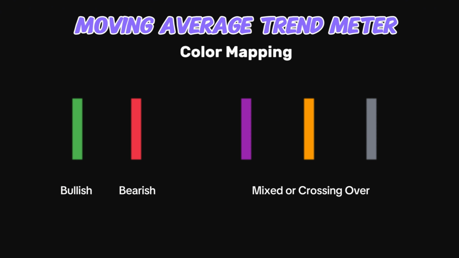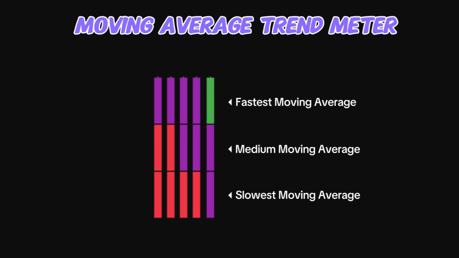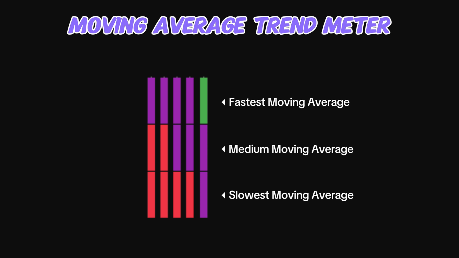Rather than overlaying these moving averages directly on the chart, which can cause clutter or visual overload, the trend meter summarizes their relationship into a color-coded signal. Each state of alignment or misalignment is translated into a specific color: green for bullish, red for bearish, and a blend, such as purple, orange, or gray, when the averages are mixed or crossing over each other. This not only simplifies the trader's visual workflow, but also provides a quick, intuitive read on market conditions at a glance.